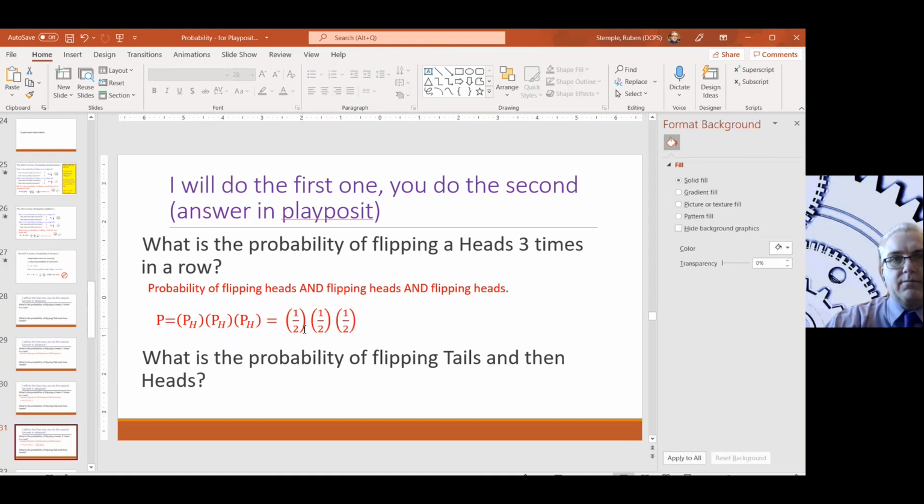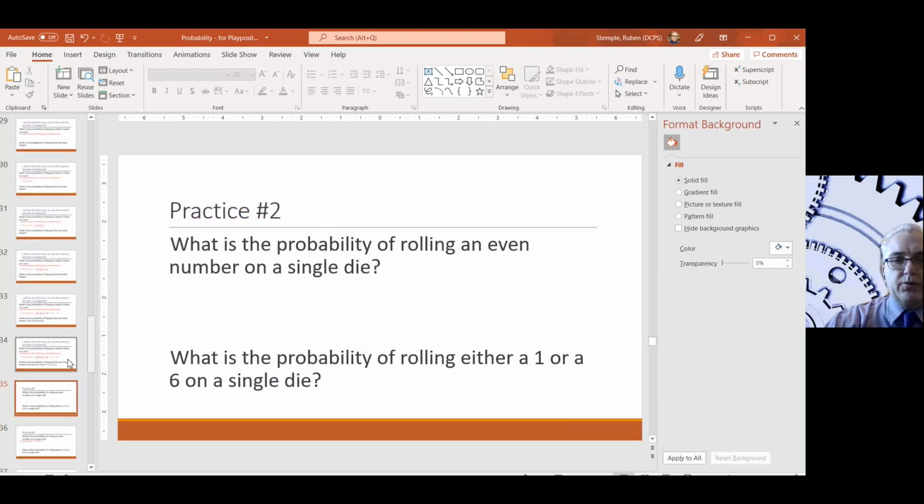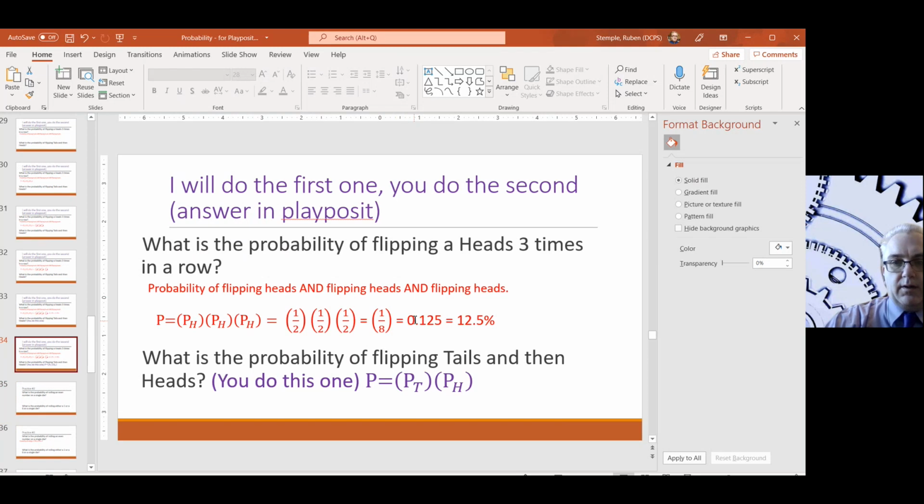which is 1/2, because half the time I flip heads and half the time I flip tails, multiplied by 1/2, multiplied by 1/2. When you multiply fractions, you multiply the numerators, you multiply the denominators. So I get 1 times 1 times 1 is 1, 2 times 2 times 2 is 8, so I get 1/8. And I can make that into a decimal by dividing, which is 0.125, which is 12.5%. So the probability of me flipping heads 3 times in a row is 12.5%, or 1 over 8, or 0.125, however you want to express it, it's the same thing.